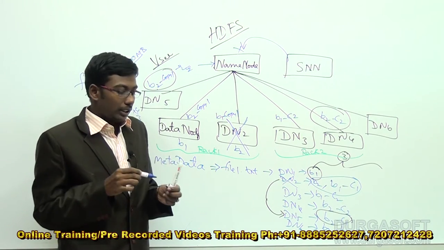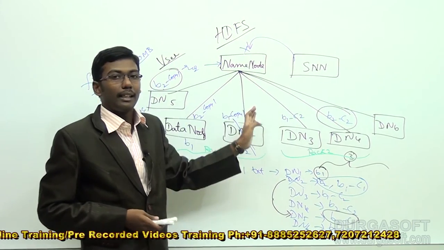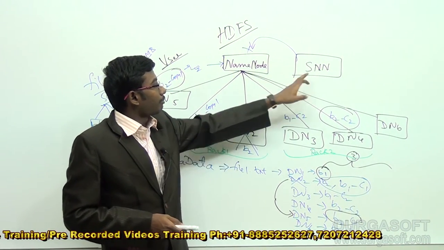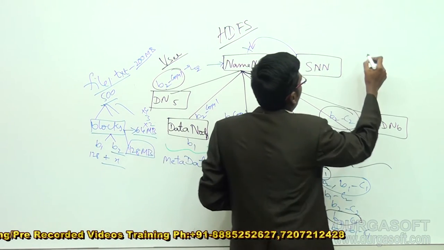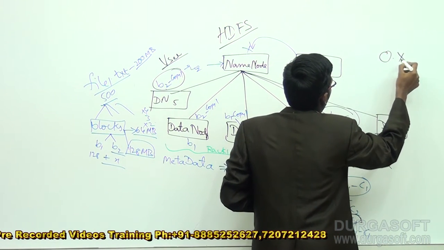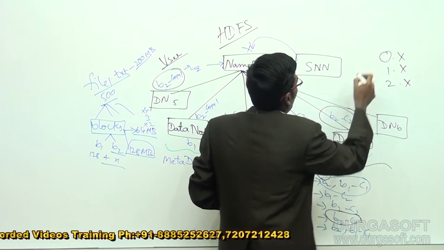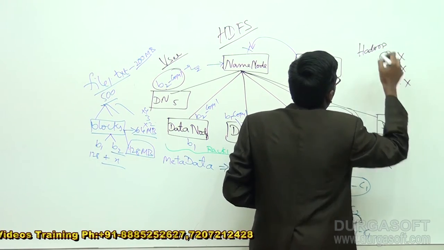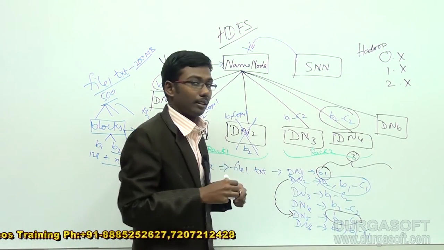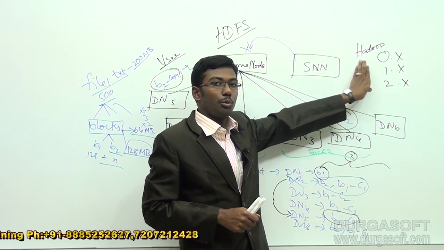Fine. Previously in 1.x, the secondary name node concept is there, and in the 1.x architecture we have three types of architectures with respect to the versions. Hadoop 0.x, 1.x, 2.x. These are the major versions. We are talking about the Hadoop distributions.